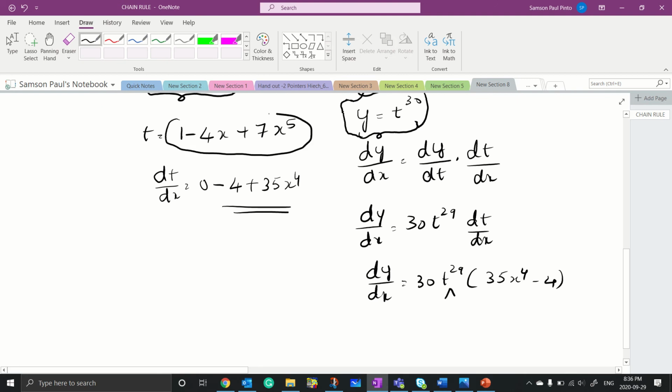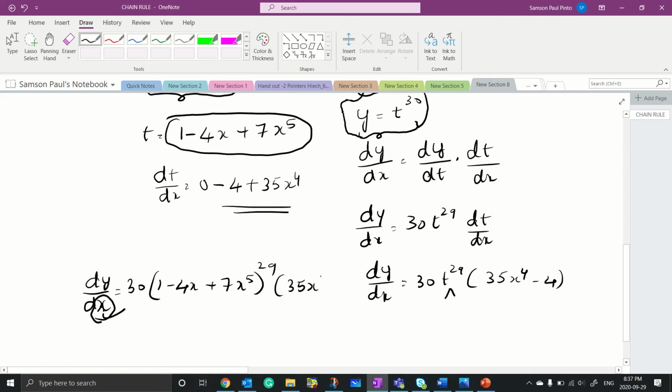That's an important step. Lots of my students also forget this. If you forget this, probably you're going to lose some marks in your examination, because your final answer should be with respect to x, because you're differentiating with respect to x. So dy by dx is 30 times (1 minus 4x plus 7x to the power of 5) to the power 29 into (35 x to the power of 4 minus 4). All right, so this is the answer for the second problem.